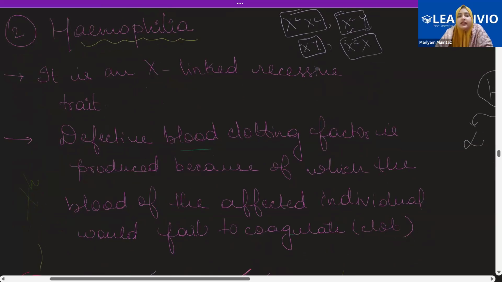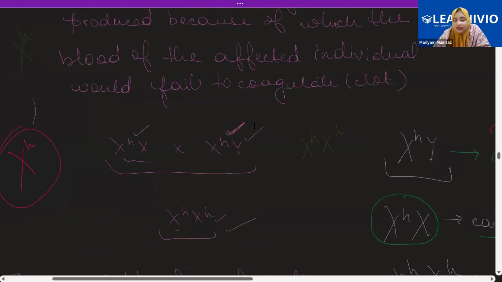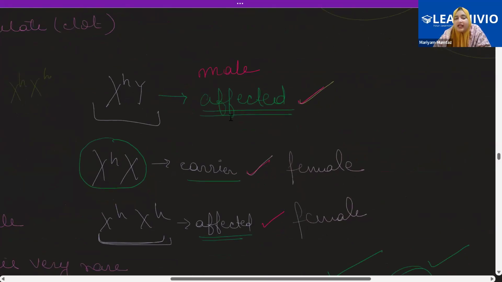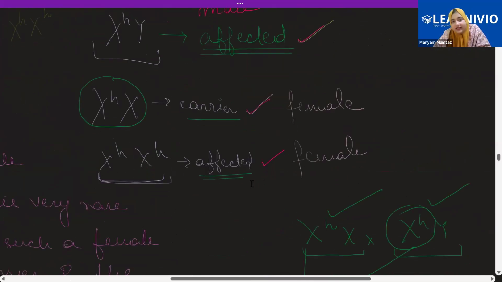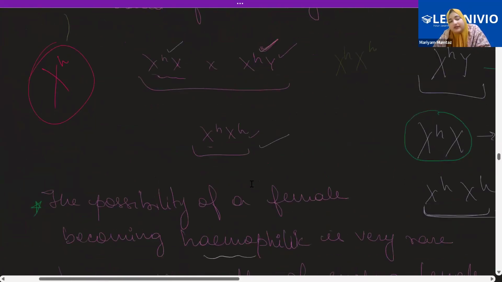Second, we have hemophilia. Now, hemophilia is an X-linked recessive trait. Here, the defective blood clotting factor is produced, meaning in this case, the person is not able to clot their blood during the time of injury, or they have some sort of disorder in which their blood does not coagulate. So here also XH, and XHY will be the affected male, XHX will be a carrier female and the one with XHXH will be the affected female. This is also an X-linked disorder and in the recessive nature.